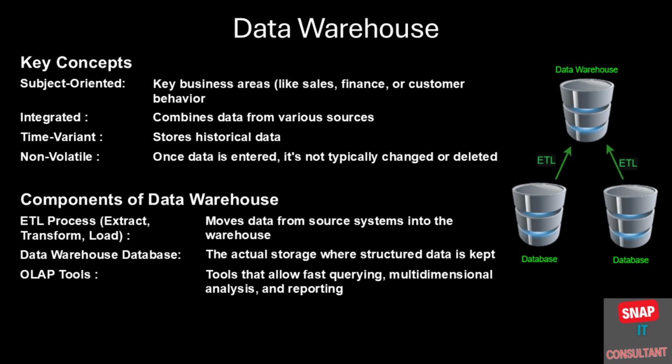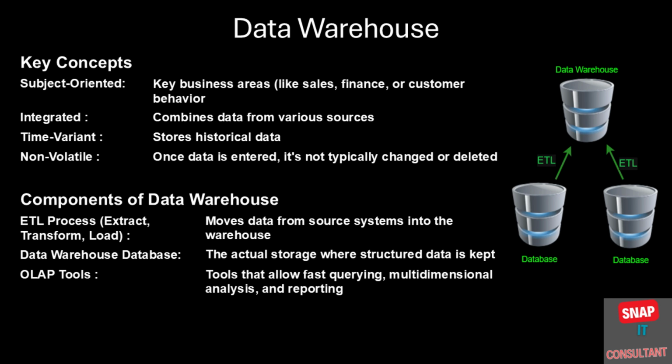Now, what makes a data warehouse unique? Here are the key traits. First, it's subject-oriented. That means it's organized around big-picture business areas, like sales, finance, or customer behavior, not day-to-day operations. Second, it's integrated. A data warehouse pulls information from all kinds of places, spreadsheets, databases, CRM tools, and combines it all into one consistent view. So everything makes sense in one place.